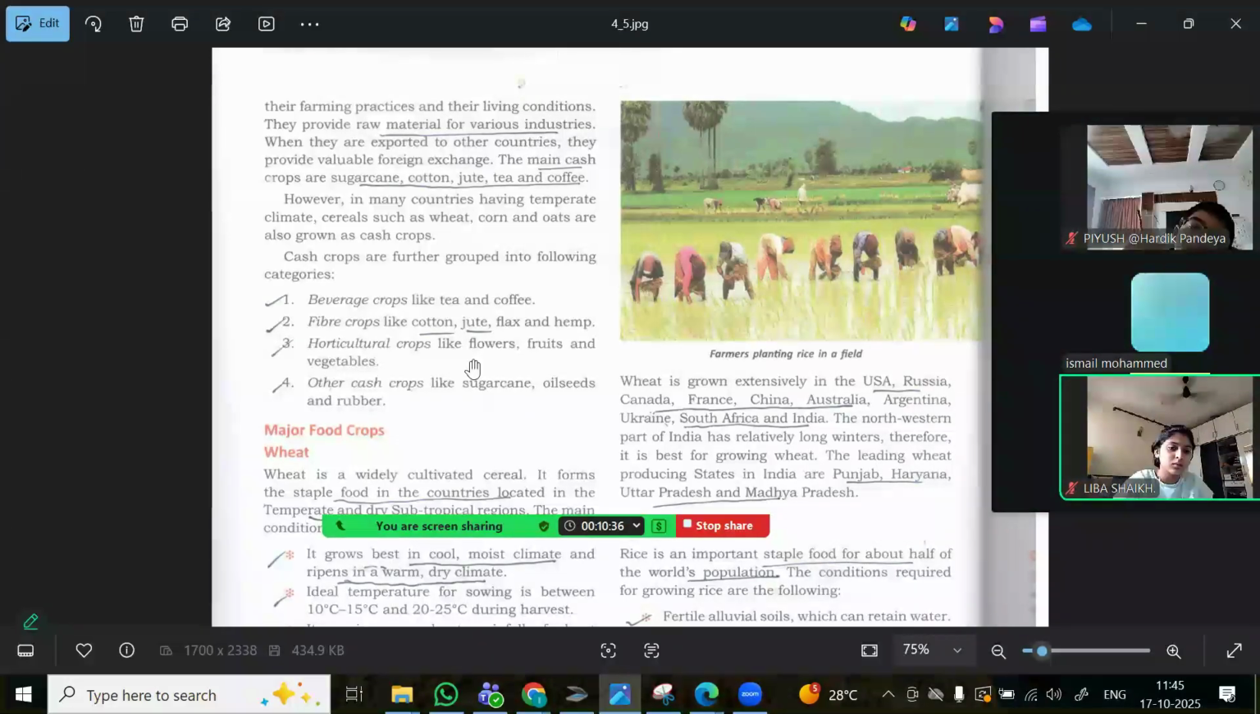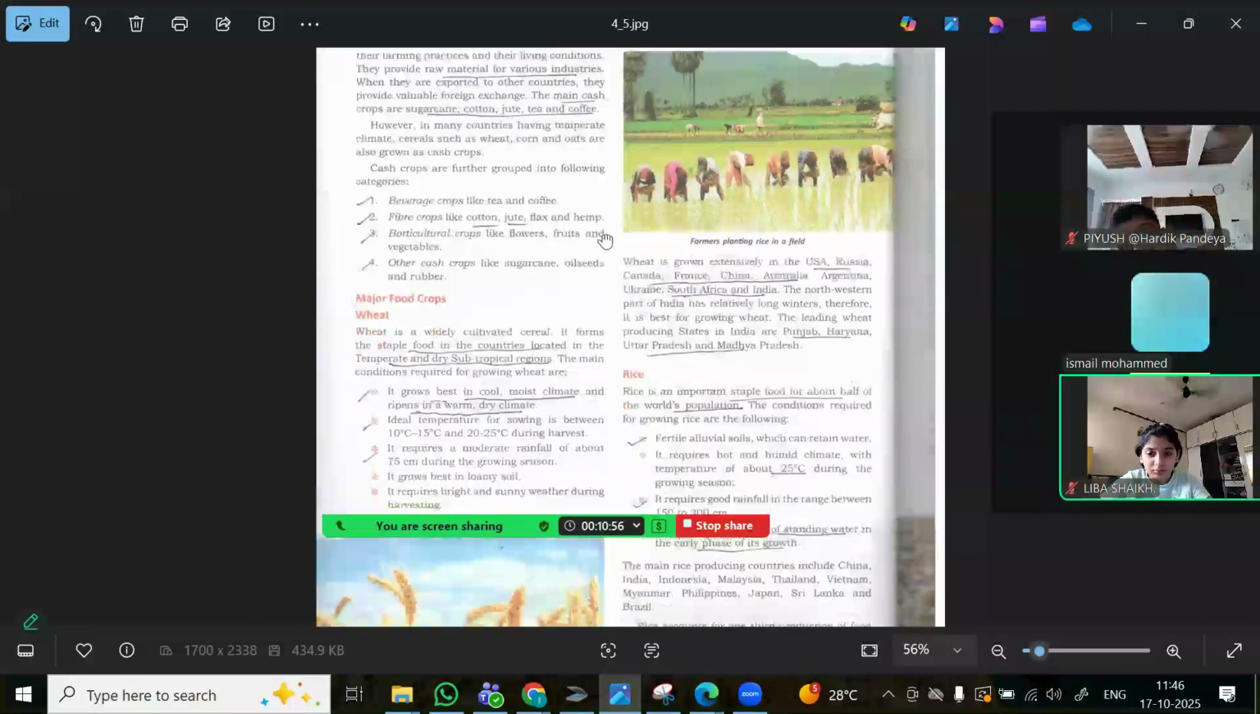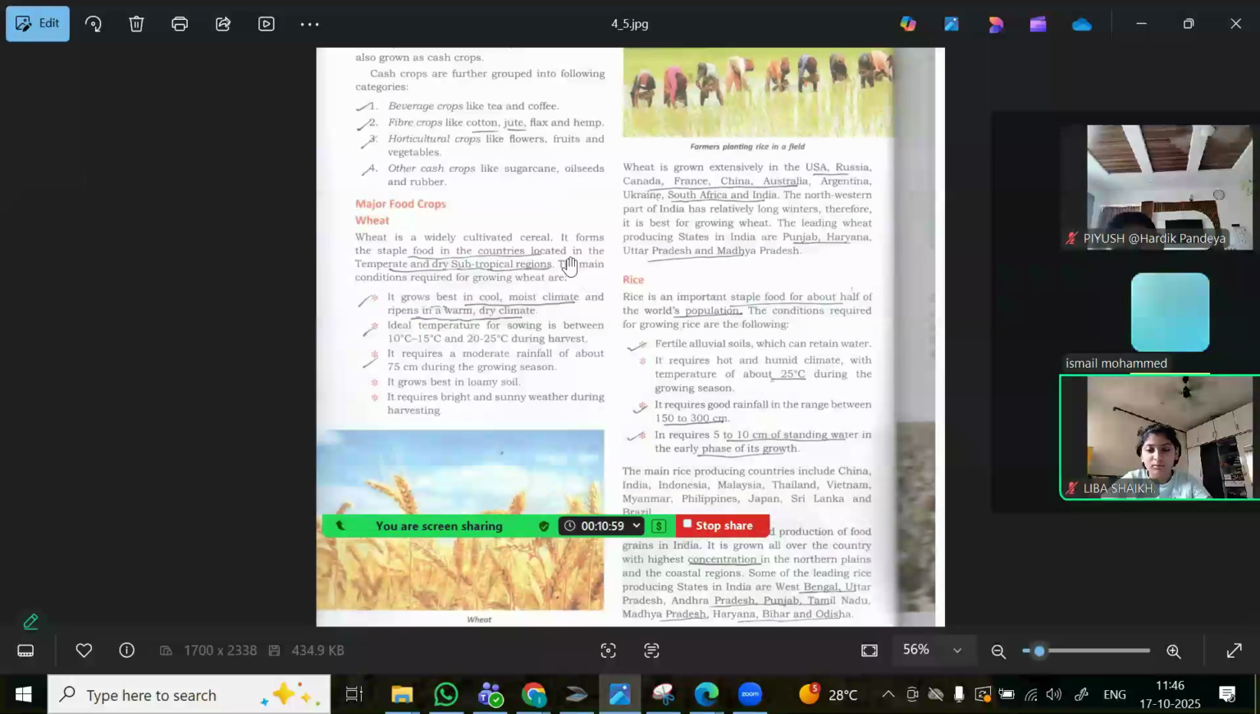So those are the different kinds of cash crops: beverage crops, fiber crops like jute and cotton, horticulture like flowers, fruits, vegetables, and other cash crops like sugarcane, oil seeds, and rubber. Rubber gives you the rubber industry, and from oil seeds you can produce oil. Then the major food crops. Just now we have seen there are two kinds of crops: food crops and cash crops. In food crops, the major kinds are wheat, rice, and the other things we'll see in a short while.